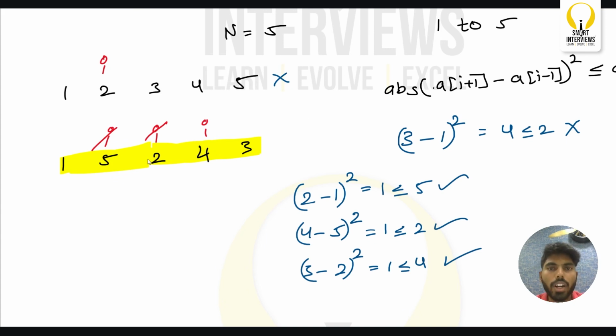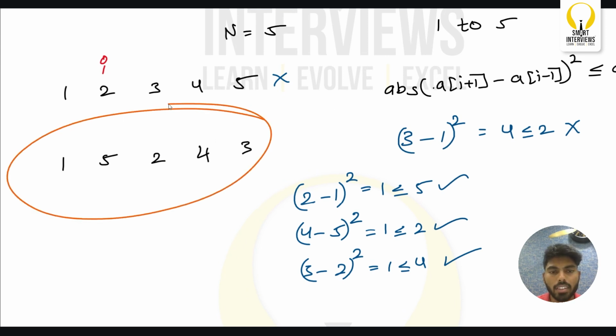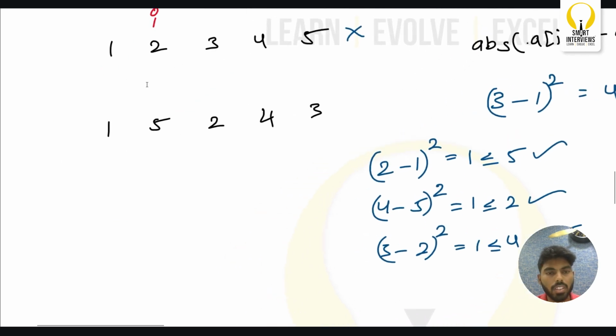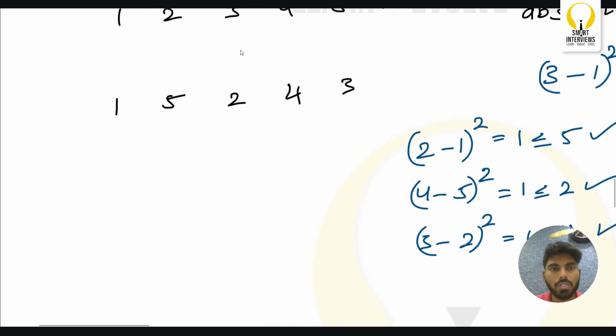So tell me, how do we write the code for this? I mean, tell me what is the logic here. I have written some sequence which validates, which follows the condition. But how did I get this permutation? That is the question. How did I get this permutation?